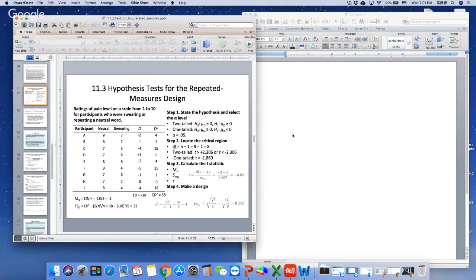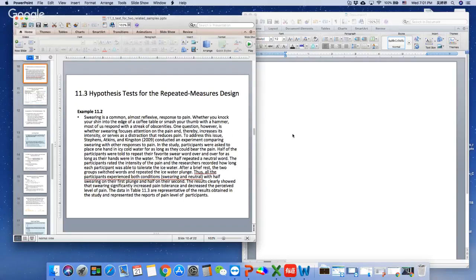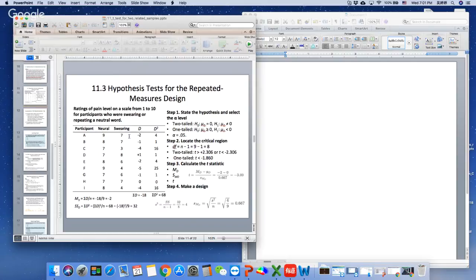On Monday we stopped here. We introduced an example for a repeated measure design. In this study, all of the participants experienced both conditions. One condition is swearing, and the other is repeating a neutral word. We measured their levels of pain. Here is the data. You can see we have 2 scores for each subject, and then we compute the difference score D for each subject.